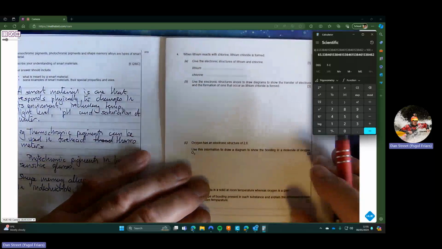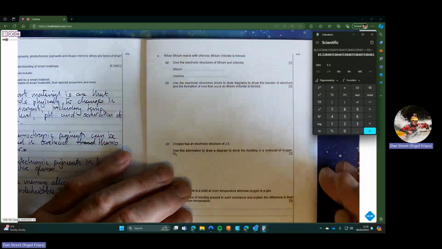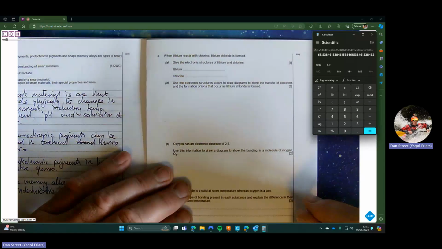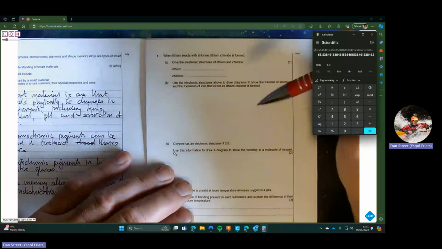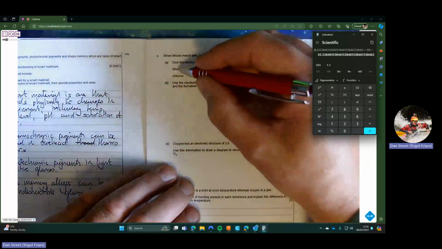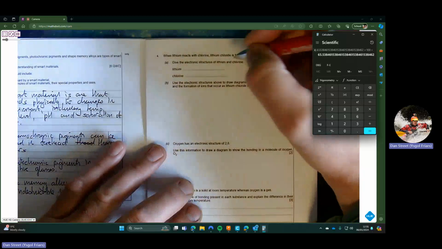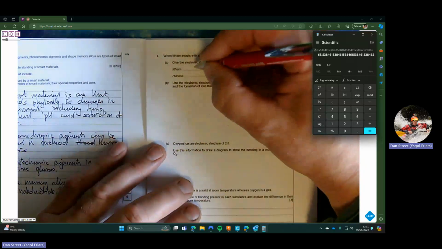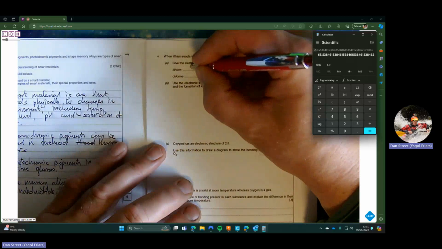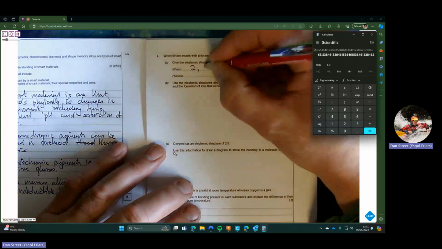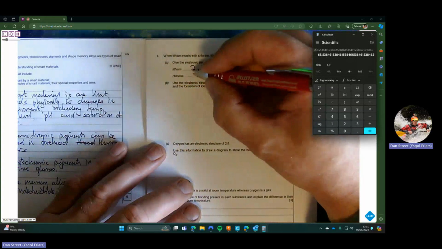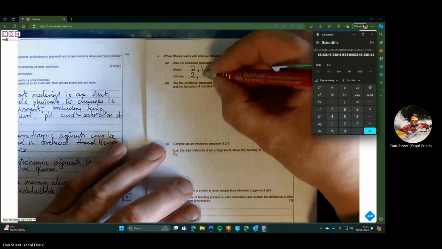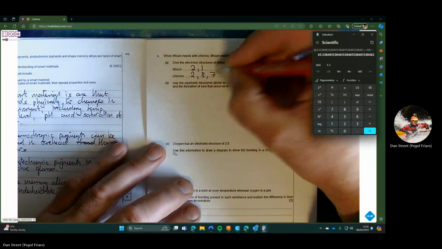Okay, number 4. When lithium reacts with chlorine, lithium chloride is formed. Give the electronic structure of lithium and chlorine. Okay, and I remember to put a periodic table on the back of this. We would have looked at that, and we would have found that lithium has atomic number 3. With its atomic number 3, its electronic structure is 2, 1. Chlorine has an atomic number of 17, so it's 2, 8, 7.